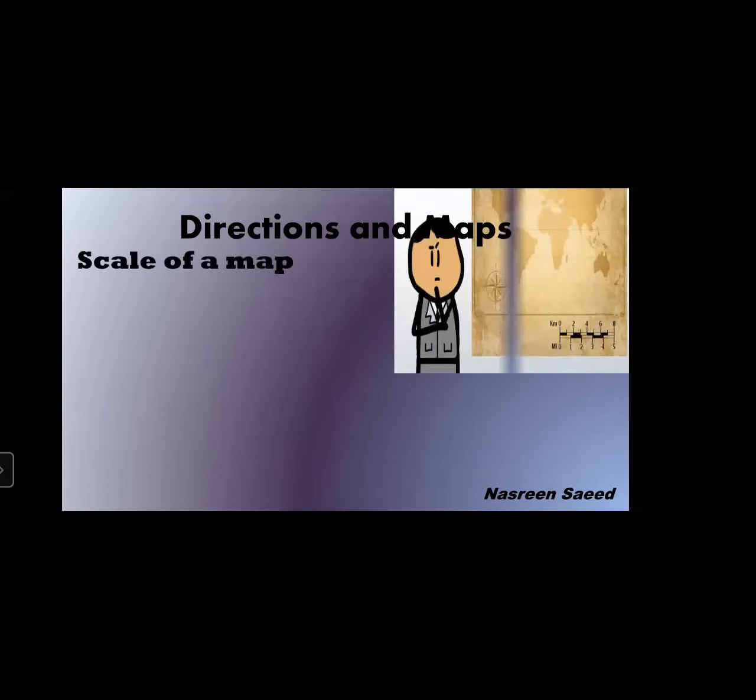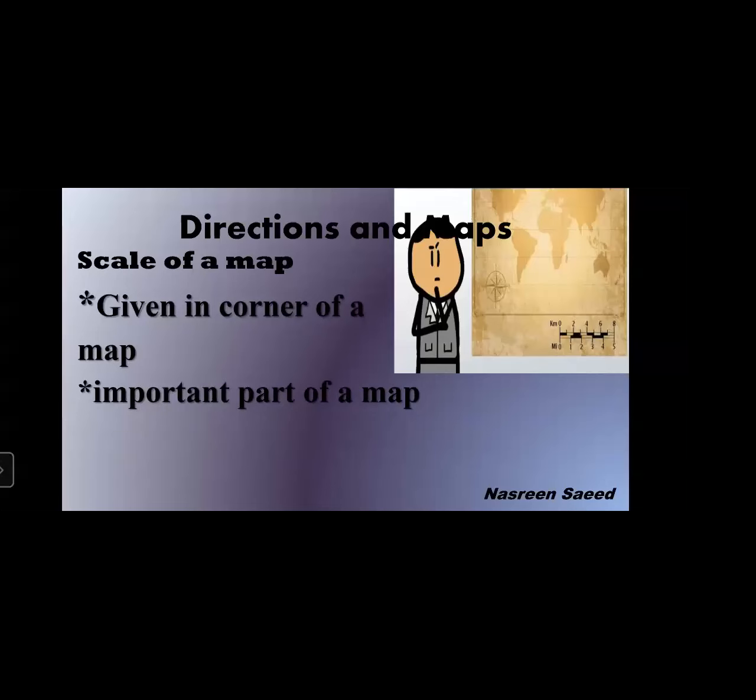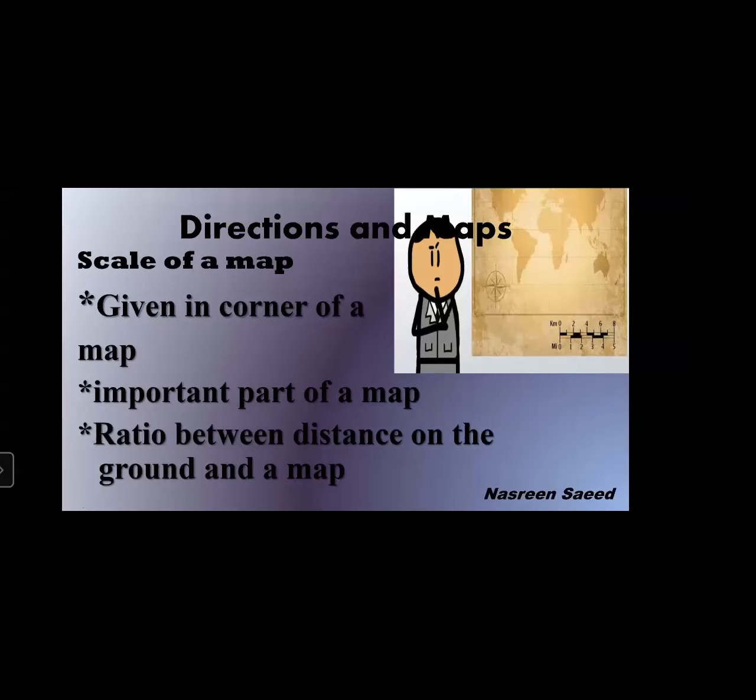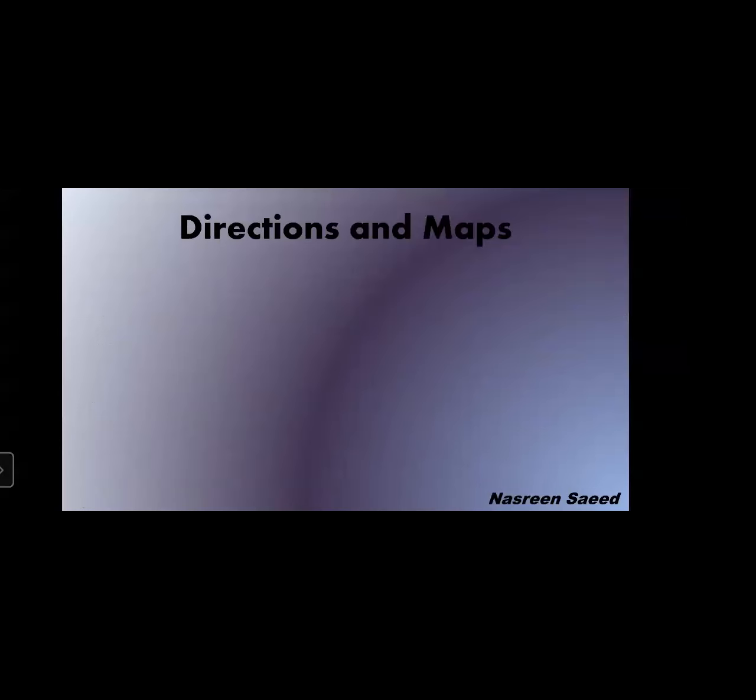So what is a scale? It is given in the corner of a map. Can you see this here? The numbers given in the corner of a map, that is a scale. It is an important part of a map. And what it is, it shows the ratio between distance on the ground and the map. Like I showed you Rasika and Reshma's house. 10 kilometers we converted to 1 centimeter. So it is the ratio between distance on the ground and a map. Okay. Let's move ahead.